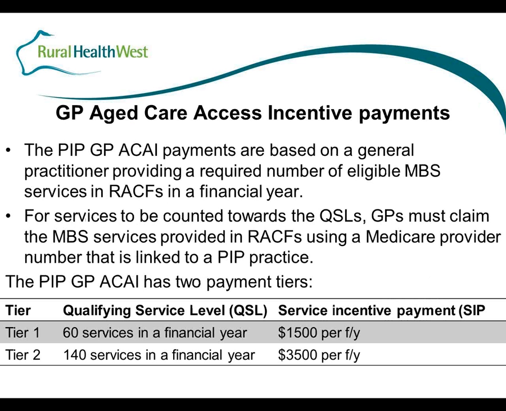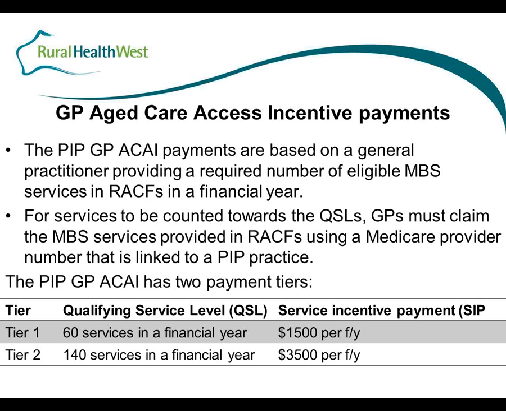The PIP GP Aged Care Access Incentive payments are based on a general practitioner providing a required number of eligible Medicare services in an aged care facility in a financial year. For services to be counted towards the qualifying service level, GPs must claim the Medicare services provided in the aged care facility using a Medicare provider number that is linked to a PIP practice.